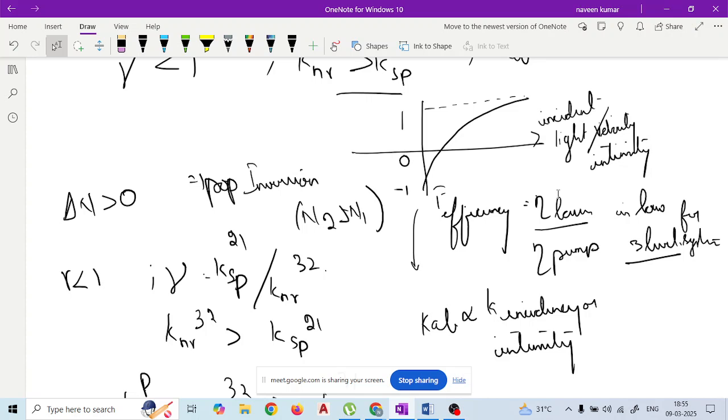However, what is happening is that the lasing emission is measured by the difference between the number of molecules in the two states, the ground state and the lower energy state, between which the lasing happens. So the lasing is nothing but the population inversion.